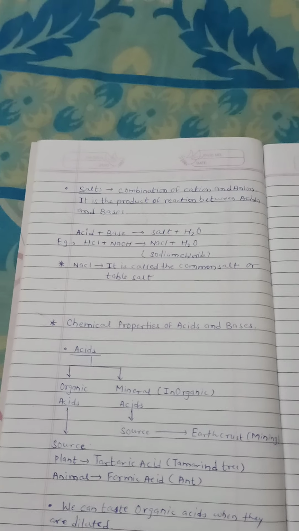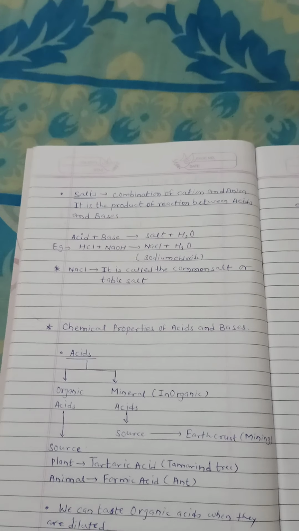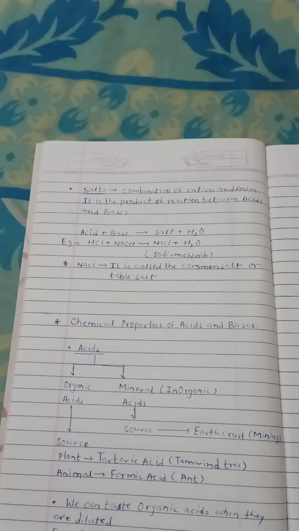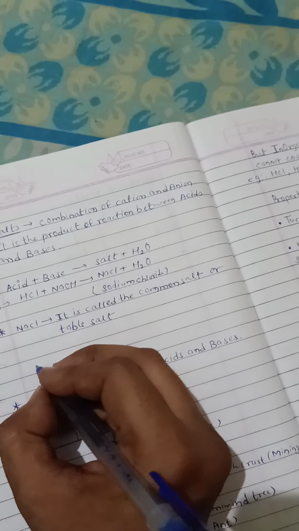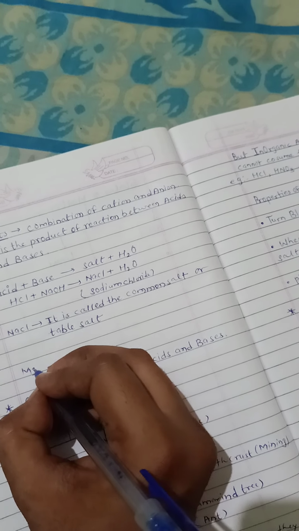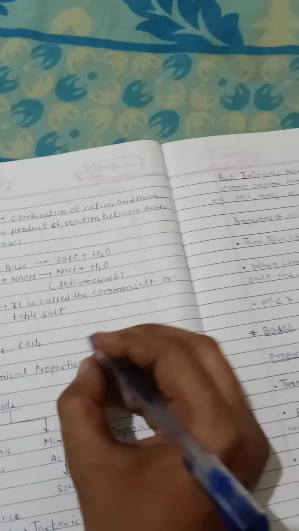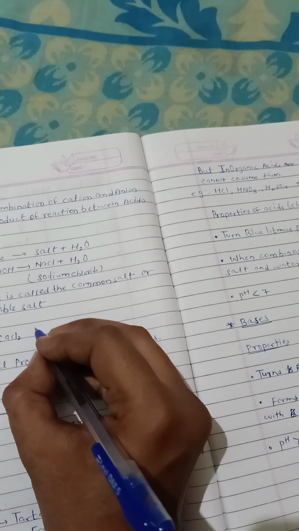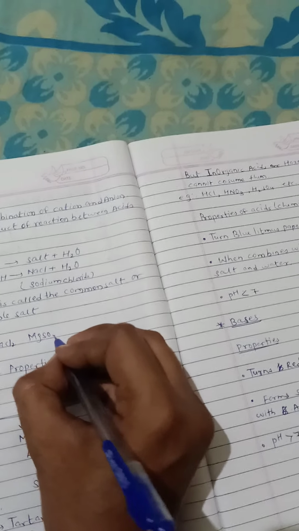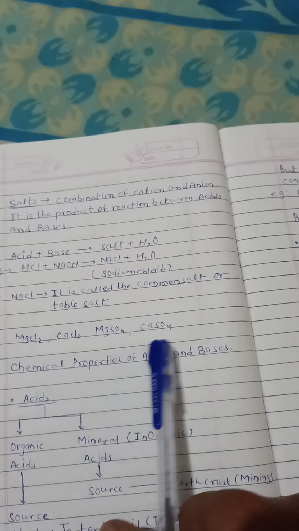For better understanding, salt is not only NaCl. Any metal combining with a non-metal to form two opposite ions is called a salt. Example, I will be writing here, I have kept some space: MgCl2, magnesium chloride, CaCl2, calcium chloride. These are also salts. Magnesium sulfate, calcium sulfate, these are also nothing but salts.